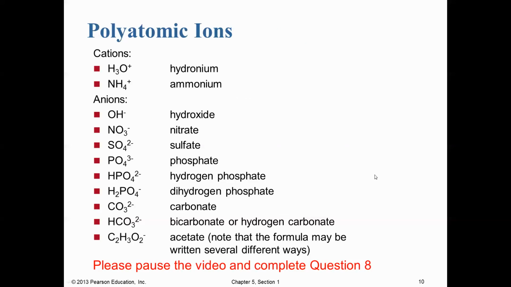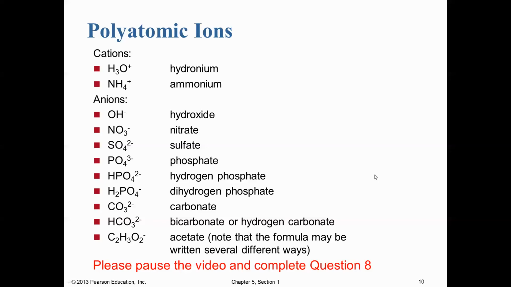One of the complicated things about naming ionic compounds is we have what's known as polyatomic ions. Polyatomic ions are what the name implies. Poly means many or multiple, and atoms are, of course, atomic. So polyatomic ions are ions that are made of multiple atoms.